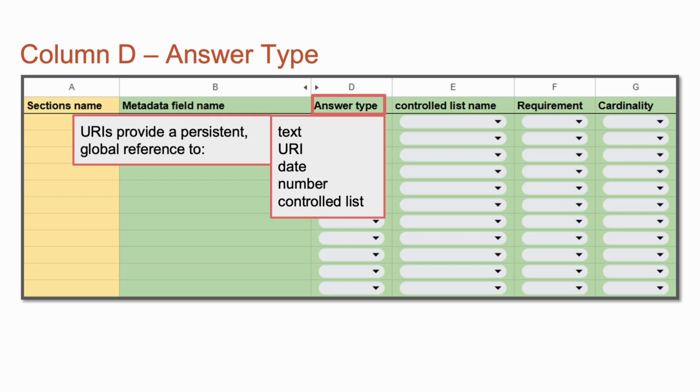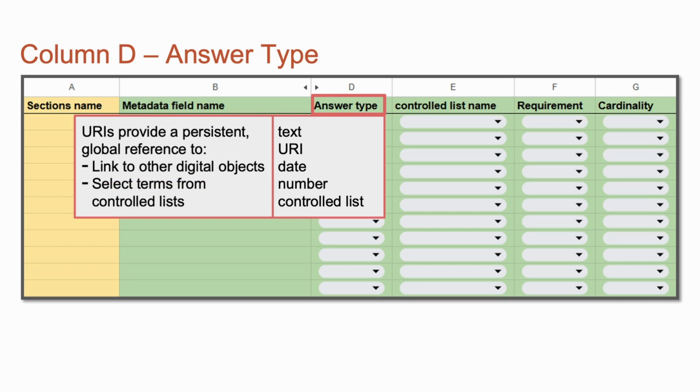It is important to distinguish between the two ways we use these identifiers. First, we use URIs to link to other digital objects, creating a direct connection to external resources like a specific instrument or a related publication. Second, we use URIs to select terms from published controlled lists or vocabularies on the web. These answers represent the object in a metadata standard. So they are the values we ask for to describe a specific aspect of data.